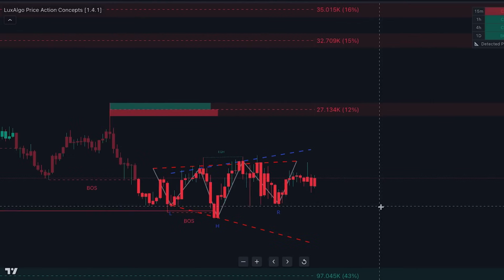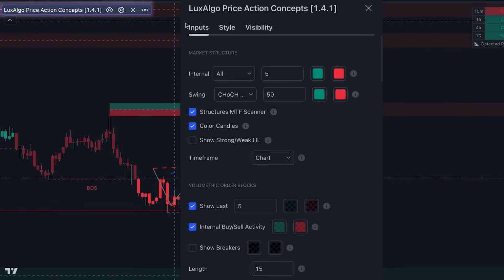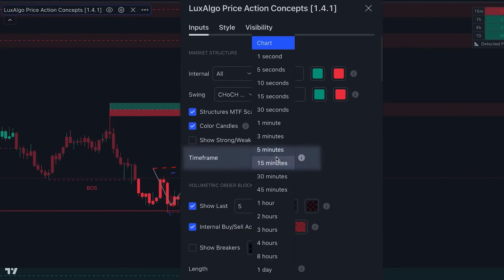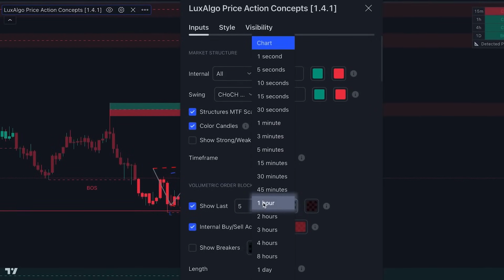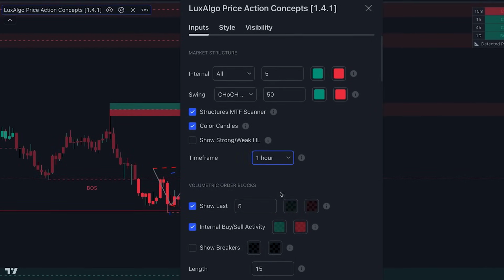How you can use patterns with Smart Money Concepts is by trading patterns that are aligned with market structure. If we go into the settings, we can draw market structure of a higher time frame. So we are currently on a 5-minute time frame. Let's have the indicator draw market structure of the 1-hour time frame, and let's enable candle coloring so we can see clearly what the trend is.